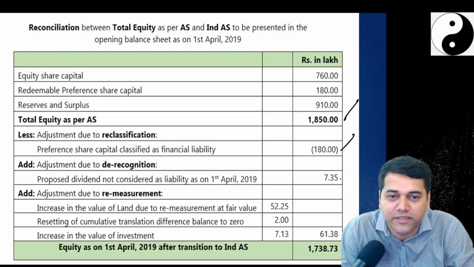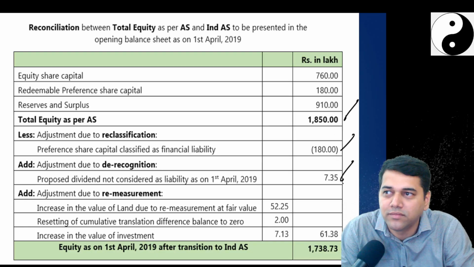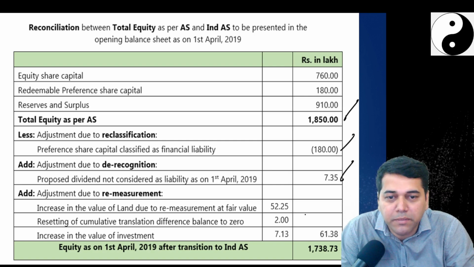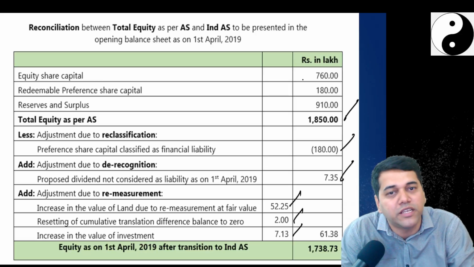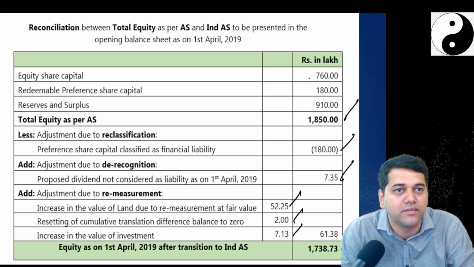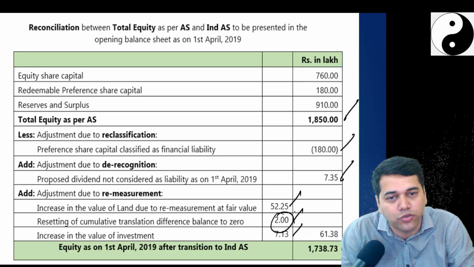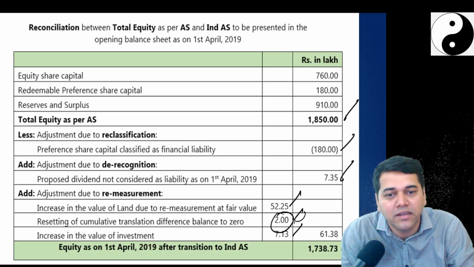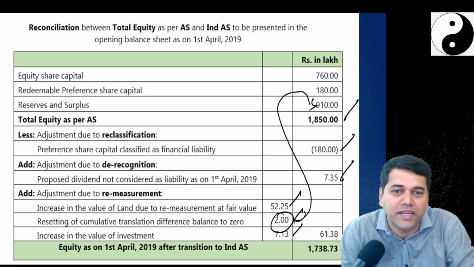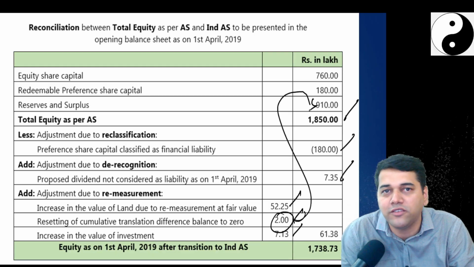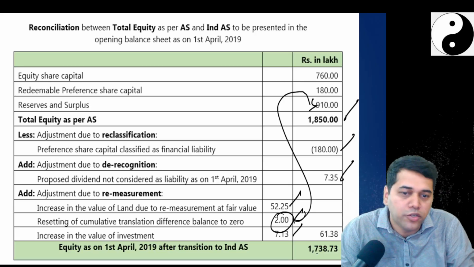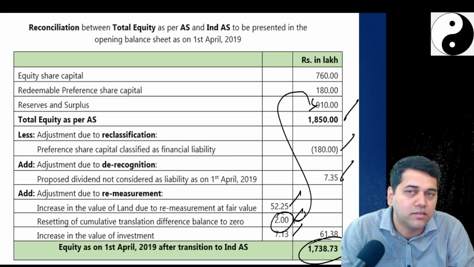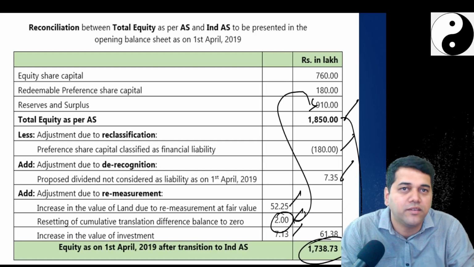Did you add the proposed dividend 7.35? Remeasurement, there were 3 adjustments. You added all the 3 because it is going to increase your retained earnings balance. See, this itself shows that you are adding 2 to 910. That itself shows that it is not part of 910. It was a trap. Did you get 1738.73 from 1850?